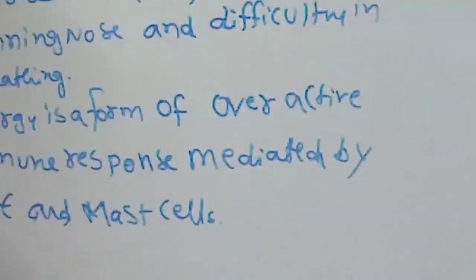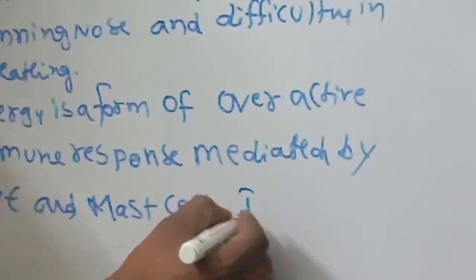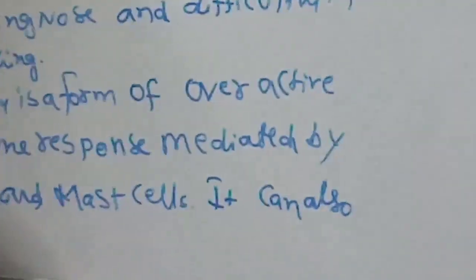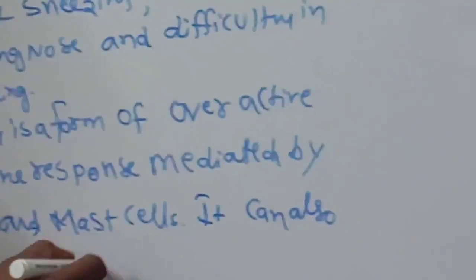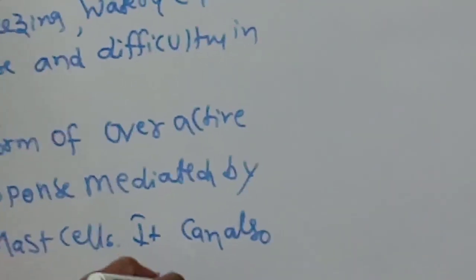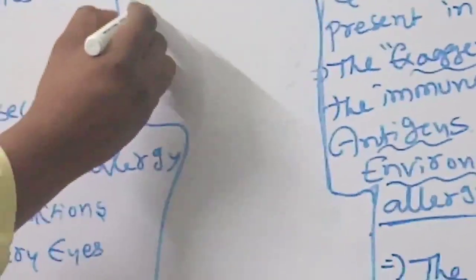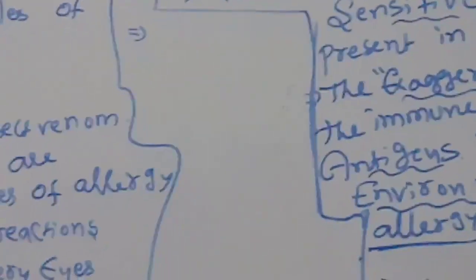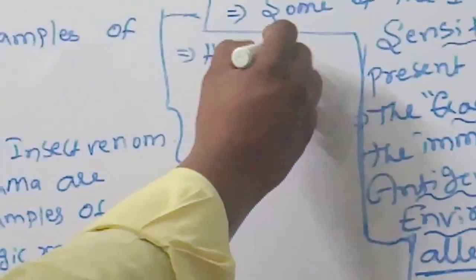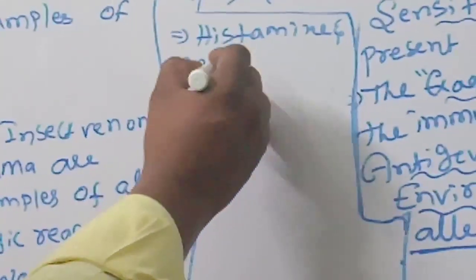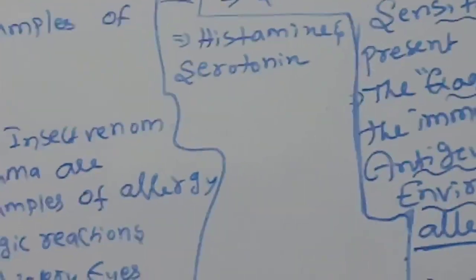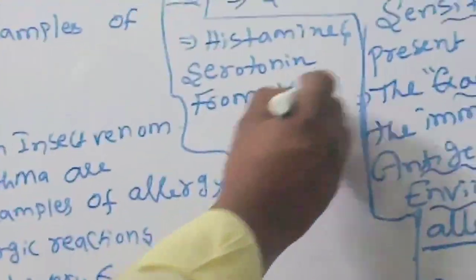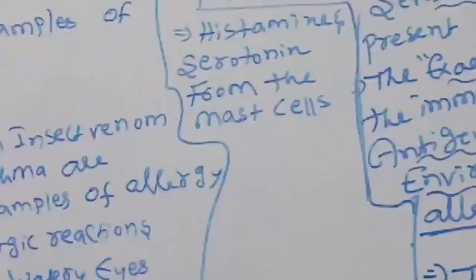Okay, mast cells. It can also be due to the release of chemicals. What are the chemicals? Histamine and serotonin. This is important. Histamine and serotonin from the mast cells. Okay, children, this is important.